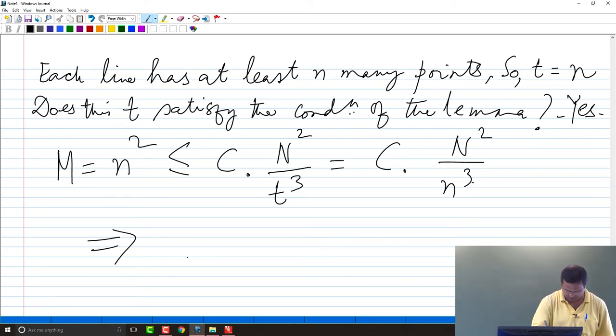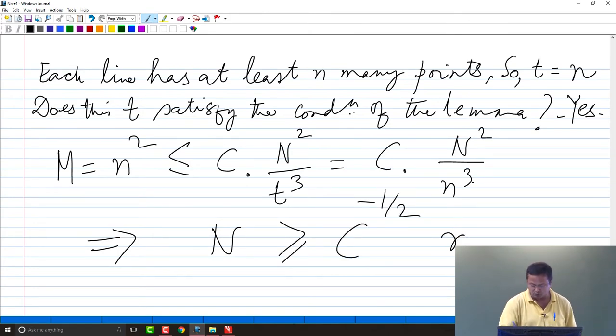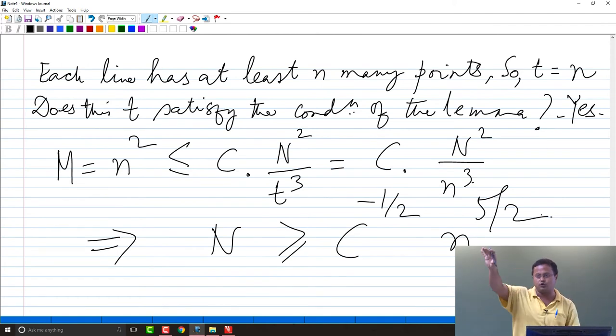So, if you solve this, you have capital N to be greater than or equal to C minus half N to the power of 5 by 2. So, just plug in and solve. As I said, all this crossing lemma based proofs, or rather if you look into these theorems, there will be essentially three terms. You estimate two, rather by your construction you fix two, then you get the estimate of the third one.